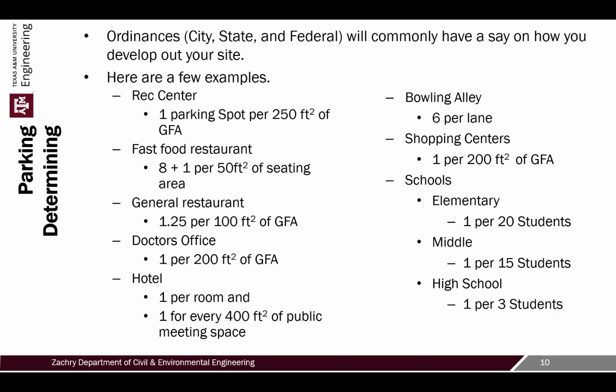As a good example, let's say that we want to do a fast food restaurant. Well, there's a specific amount of parking spaces you need for a fast food restaurant. In this case, there's 8 plus 1 per 50 square feet of seating area. Maybe you want it to be a school. Well, we already talked about this. An elementary school in Bryan College Station needs 1 spot for every 20 students.